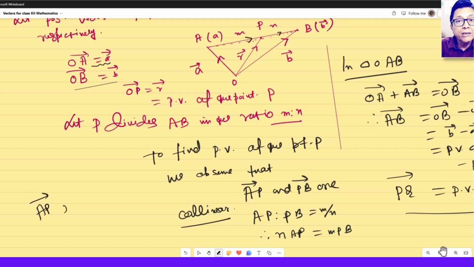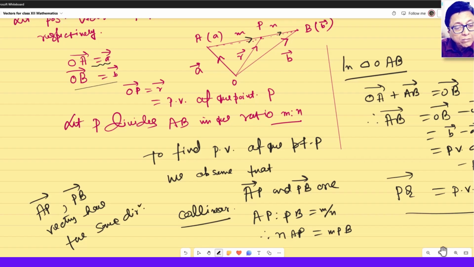AP vector and PB vector have the same direction. It means if we want to write AP vector, it will be AP multiplied by unit vector. Say I am taking n cap in the direction of AP, not AB. So this will be AP vector equal to AP into n cap.